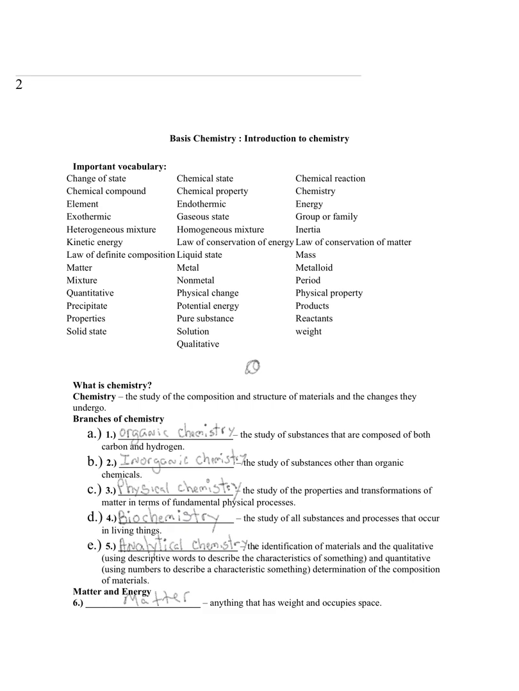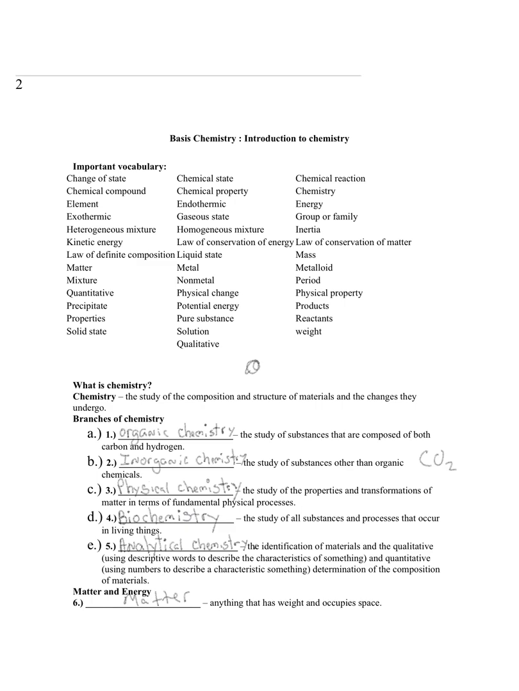Inorganic chemistry is the study of substances other than organic chemicals. So a chemical that we're probably familiar with is carbon dioxide, CO2. If you look at CO2, it has carbon and oxygen but no hydrogen.